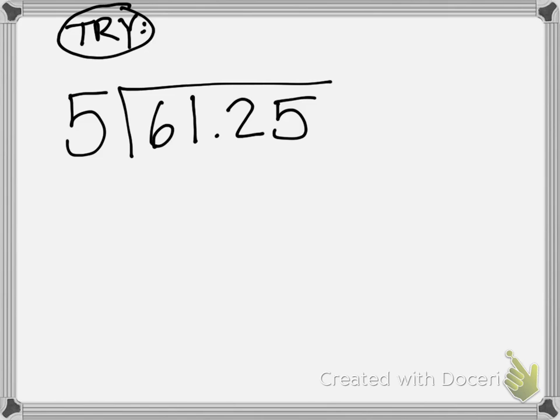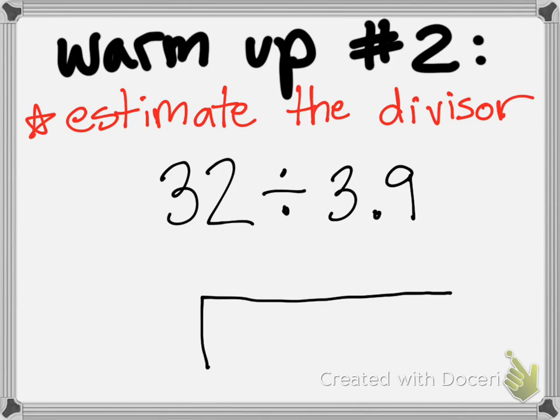So what number should we round our dividend to? Who can raise? Elsie? 60. Yes, 60. That's not how we normally estimate. We would estimate this to 61. 5 doesn't go into 61, so that doesn't help us. How many times does 5 go into 60? Madison? 12. 12 times. So our answer is 12. Great job, you guys.